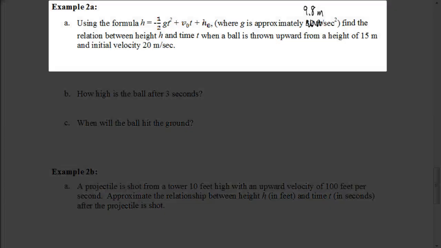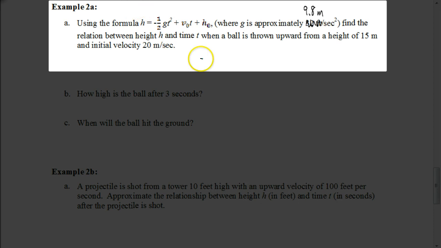So it says using the formula we just talked about, and g in this case is going to be 9.8 meters per second squared. I had a typo in my worksheet there. It should be 9.8. Find the relationship between the height and time when a ball is thrown upward from a height of 15 meters and initial velocity of 20 meters per second. So now, when it says find the relation, we're just looking for the equation here.